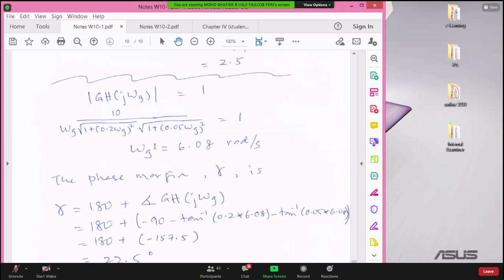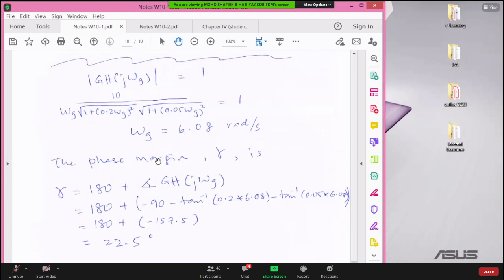Once you get your gain crossover frequency, all you have to do now to compute the phase margin is 180 plus the phase angle at that particular frequency, and then you can compute 22.5.